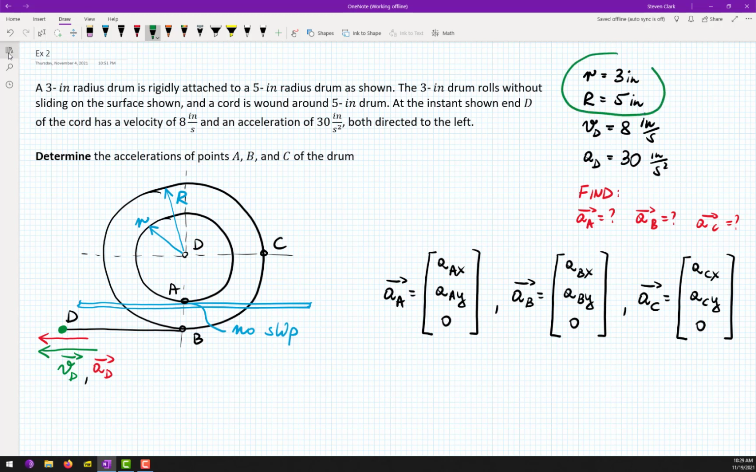Geometry is known. Velocity of D is 8 inches per second. Acceleration of D is 30 inches per second squared. They ask us to find accelerations of these 3 points, A, B, and C. Without further ado, let's dive straight into our solution. We're going to start with velocity analysis.